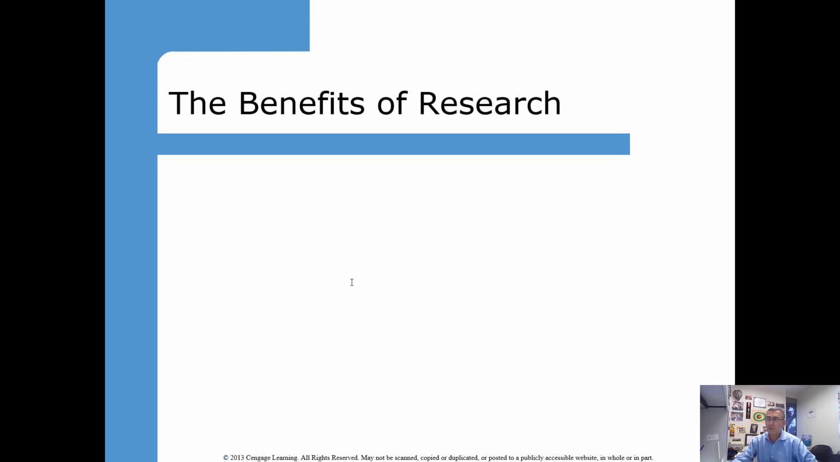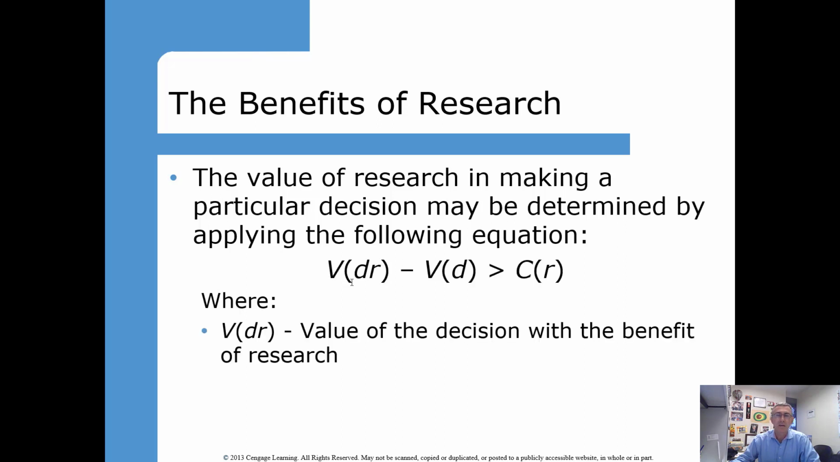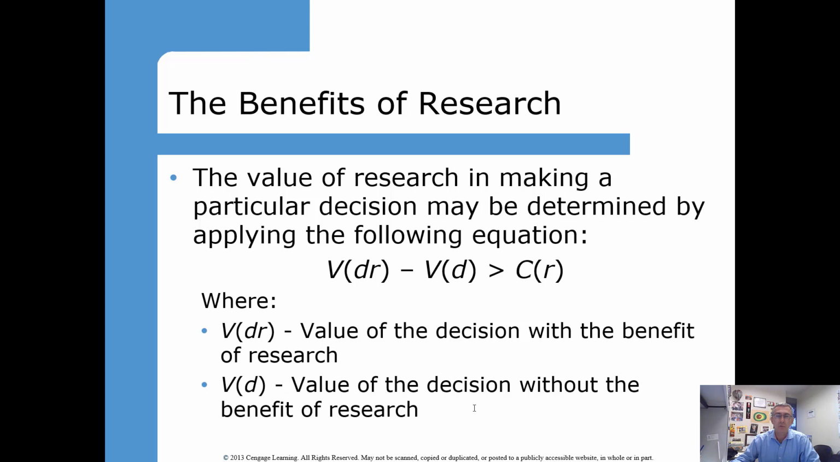What is the benefit of research? Well, I wonder if we could come up with a formula for this. Yes, we can. The value of research in making a particular decision may be determined by applying this equation. What we have here is the value of the decision with the benefit of research minus the value of the decision without the benefit of research. And when you think about this calculation, that should be greater than the cost of research, right? If it's not, well, maybe then you don't need that research. So again, something to consider.